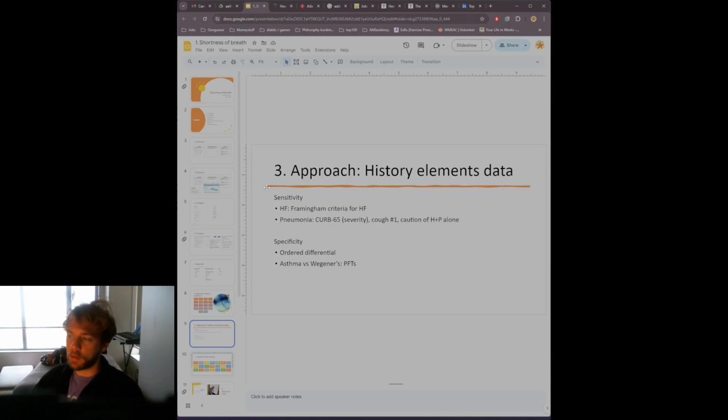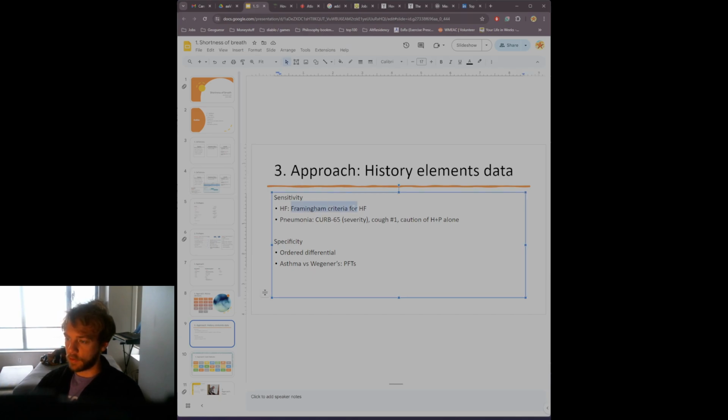When you're thinking about your approach and gathering your history elements, over time you'll start building this up. Hopefully towards the end of your intern year you'll get decent at this. But to increase your sensitivity for heart failure, you can think through or ask questions based on Framingham's criteria. You can say they have orthopnea, edema, shortness of breath, and all this builds up. All these are just sensitive items to catch heart failure.